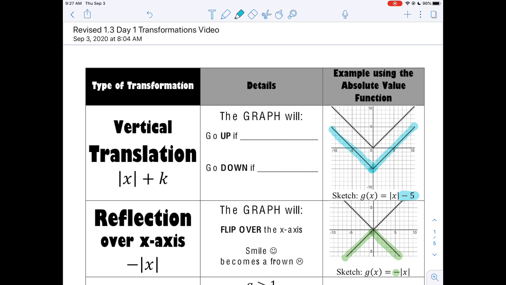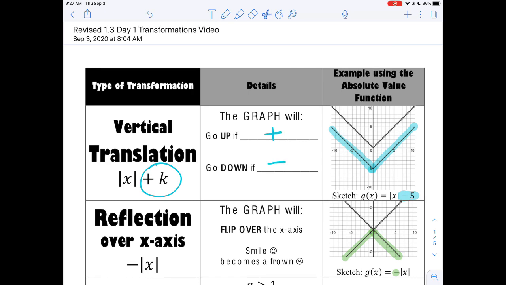We're going to be focusing a little bit more on absolute value transformations today, but it's still the same whether we have an absolute value, a linear, or a quadratic. So this plus k is what we want to focus on. If k is positive, we're going to go up. And if it's negative, we're going to go down.